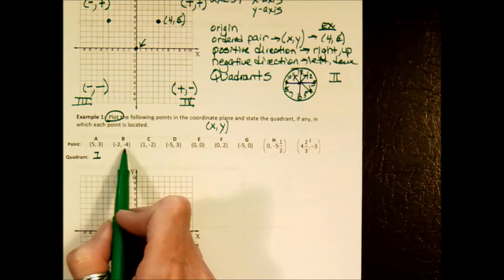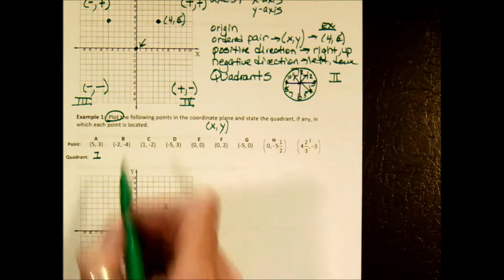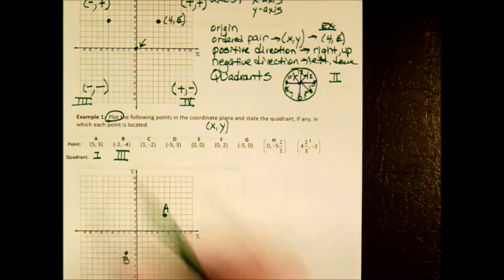Point B is (-2, -4). So I start at the origin and I go left 2 and then down 4. So here is point B, and as you can see, it is in quadrant 3.